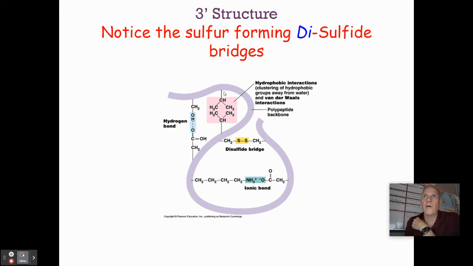Here's one coming off. Here is another one. This is a polar amino acid. This is a non-polar amino acid. Here are two cysteines, and there's my disulfide bridge forming. And then we have a basic amino acid and an acidic amino acid. And the acidic ones have a negative charge, the basics have a positive charge, and they form an ionic bond right there. So the tertiary structure is a result of ionic bonds, disulfide bridges, hydrophobic interactions, and hydrogen bonds.